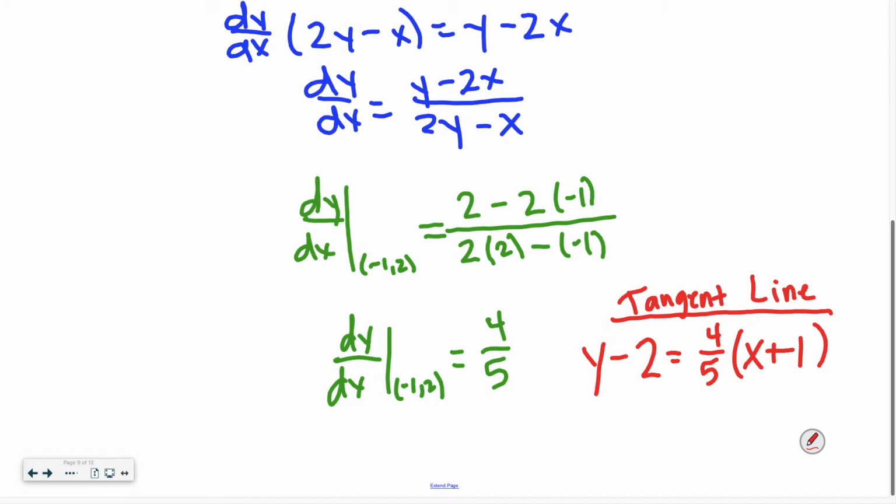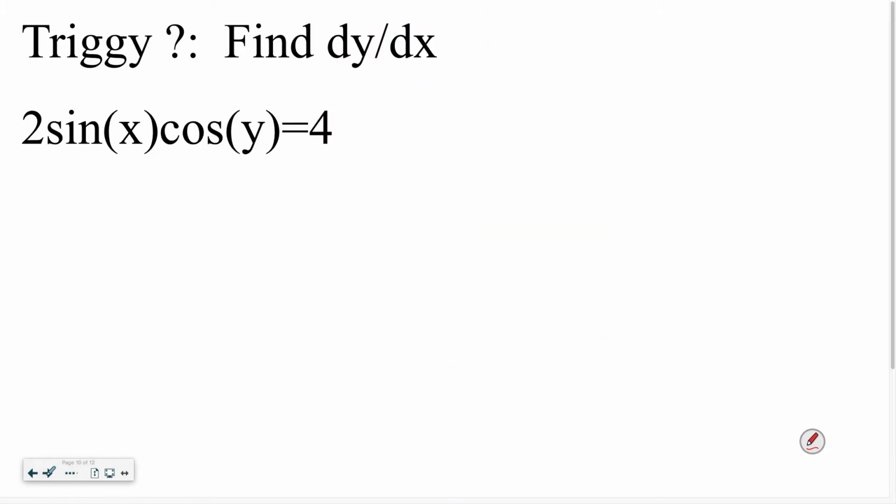One more example involving some trig. Oh, that's disgusting. It's not so bad.